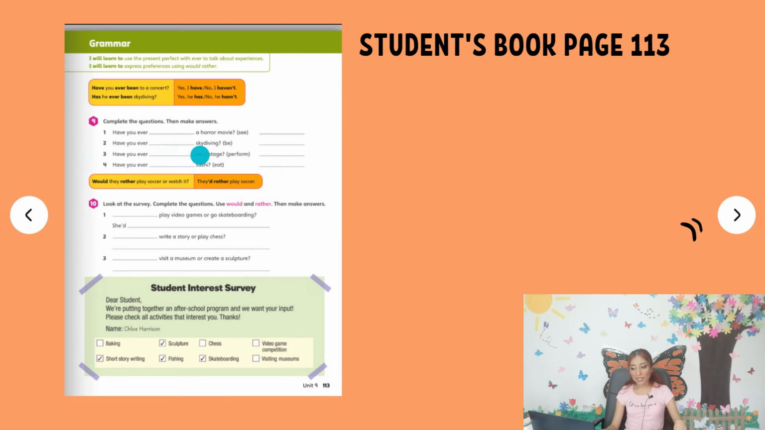Have you ever skydiving? Y vas a poner be en past participle. Number 3, have you ever blank on a stage perform? Between parentheses, tienes que ponerlo en past participle. Number 4, have you ever blank sushi? Eat in past participle. Recordemos, si no recordamos bien cuál es el pasado participio de los verbos, vamos a buscar una tabla en internet. You can write past participle of see, past participle of be, past participle of perform, past participle of eat. Or you can ask me the chart that I showed you. Y de este lado, recuerda, vamos a poner yes, I have, no, I haven't, ¿ok?